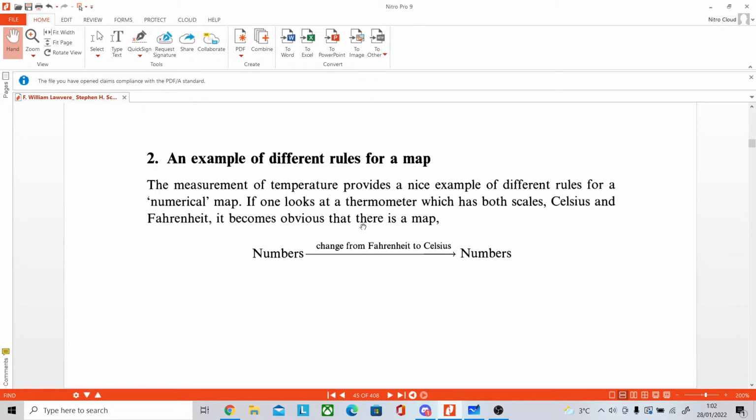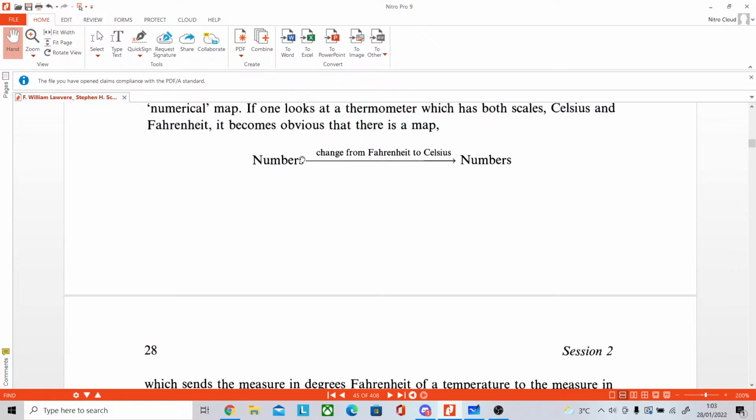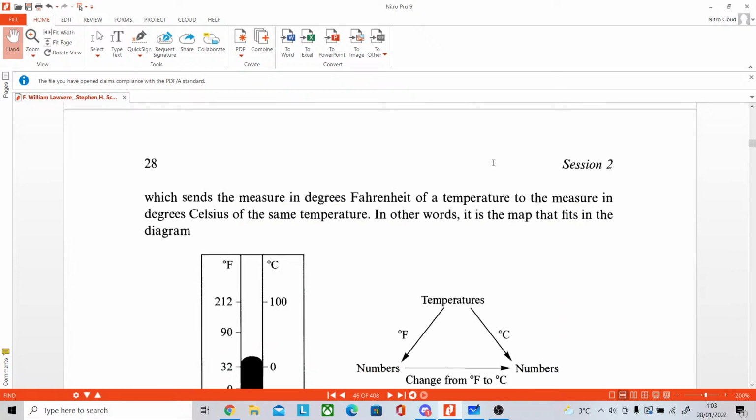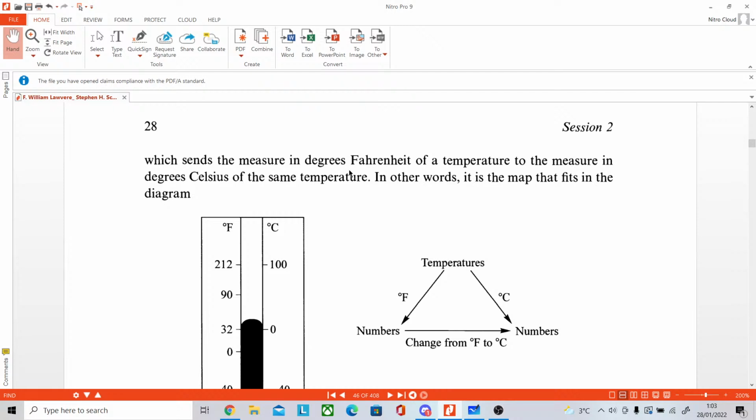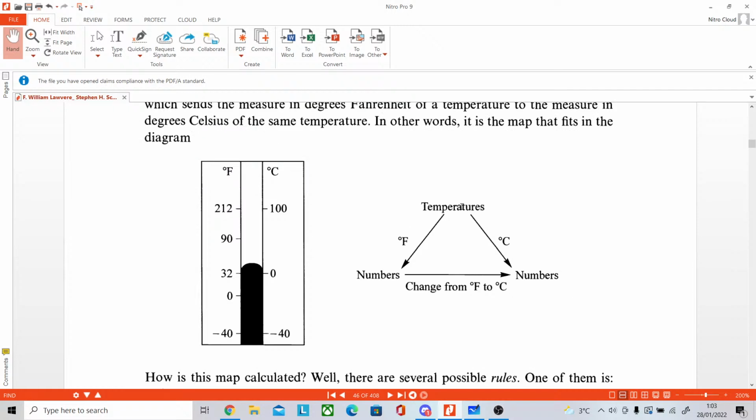An example of different rules for a map. The measurement of temperature provides a nice example of different rules for a numerical map. If one looks at a thermometer which has both scales, Celsius and Fahrenheit, it becomes obvious that there is a map. Numbers change from Fahrenheit to Celsius numbers, which sends the measure in degrees Fahrenheit of a temperature to the measure in degrees Celsius of the same temperature. In other words, it is the map that fits in the diagram. This guy.